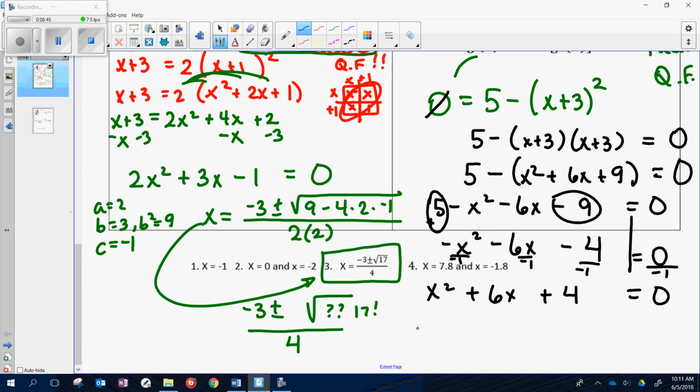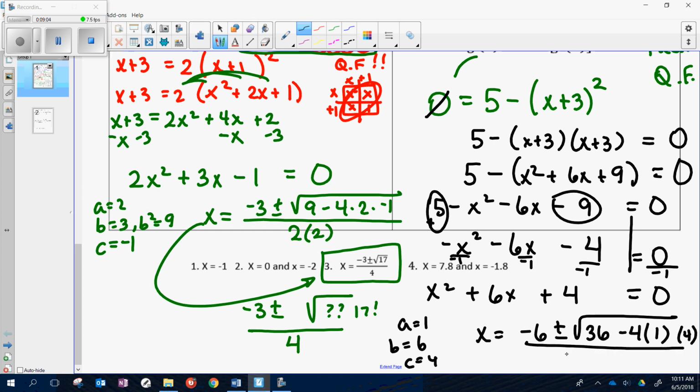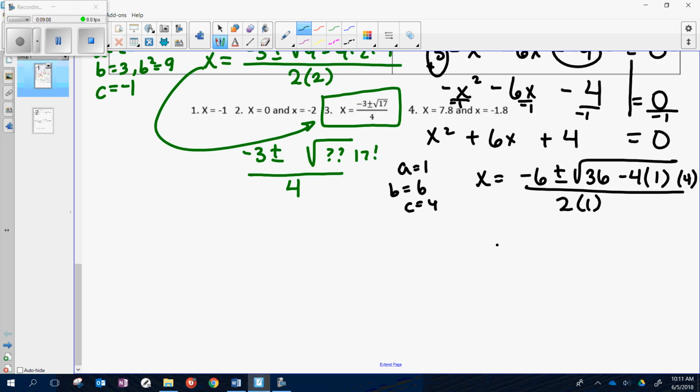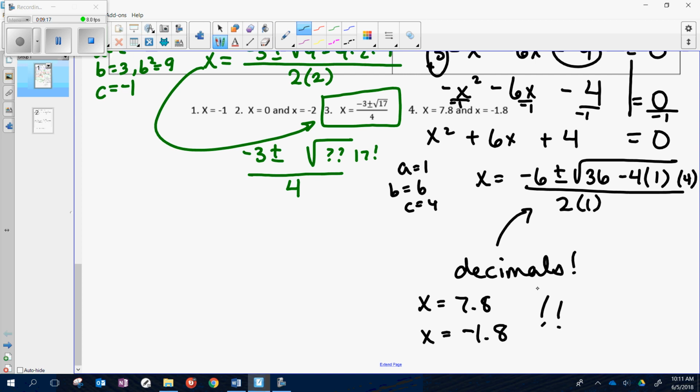And it said go decimal. So a is 1, b is 6, c is 4. X equals negative 6 plus or minus the square root of 36 minus 4 times 1 times 4 all over 2 times 1. And then type that into your calculator and get your decimals. So your answer should come out 7.8 and negative 1.8, because I'm looking at the answer key.